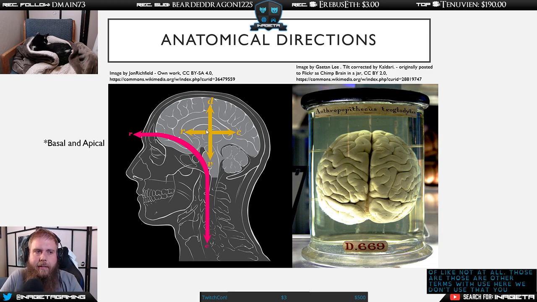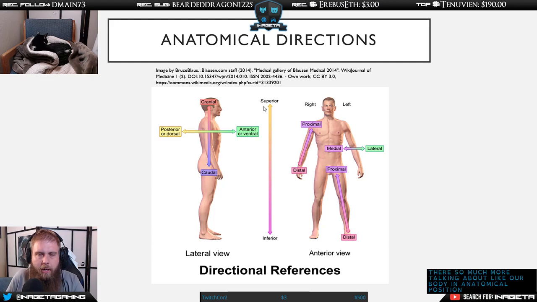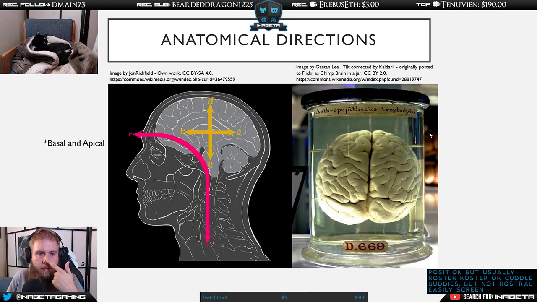We don't usually use those so much when we're talking about our body and anatomical position. We don't usually use rostral or caudal. We'll use caudal, but not rostral. We usually use cranial. But you could use rostral to talk about going towards your nose. And they actually show that here. Rostral comes up and goes towards the nose, and then caudal goes down towards the tail. So that's another way. But anterior, posterior are used more often. But you might see rostral or caudal if you're reading about brains as well.